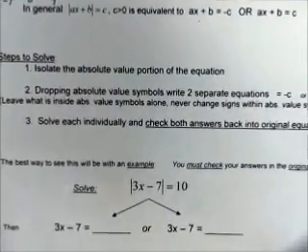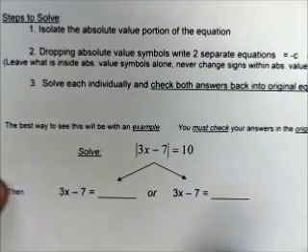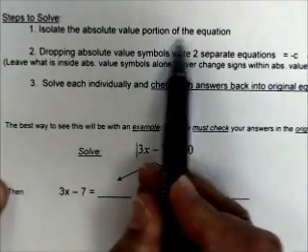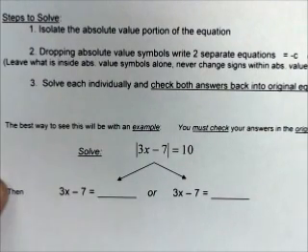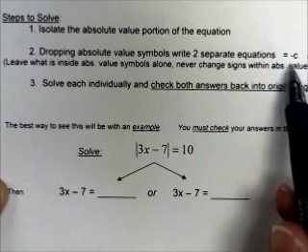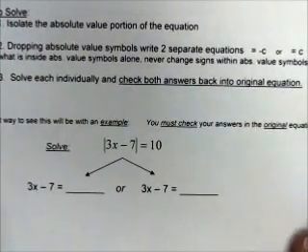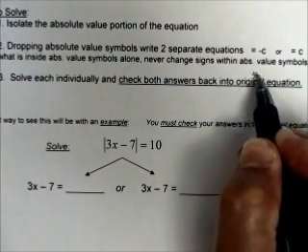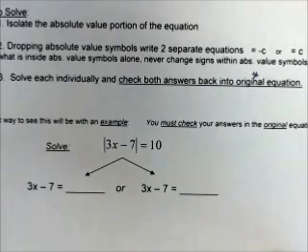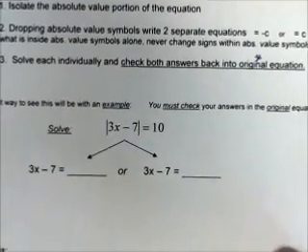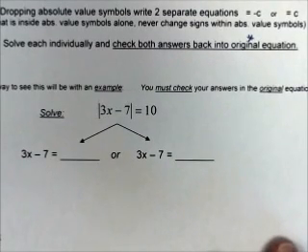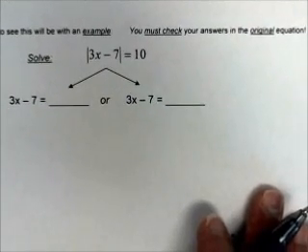Steps for solving absolute value equations. First thing, you isolate the absolute value portion of the equation. Drop the absolute value symbols and write two separate equations, one equal to -c and the other equal to c. Solve each individually and check both answers back into the original equation. The best way to see this would be with an example. Again, you must check your answers back into the original equation once you find your two values.